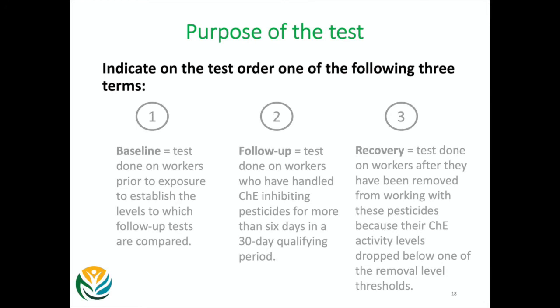The blood test order must indicate the purpose of the test. Use one of the following terms to convey this information. Baseline tests are done on workers before exposure occurs in order to establish the levels to which follow-up tests are compared. Follow-up tests are done on workers who have handled cholinesterase inhibiting pesticides for more than 6 days in a 30-day qualifying period. And finally, recovery tests are done after a worker has been removed from working with these pesticides because their cholinesterase activity levels have dropped below one of the removal level thresholds.